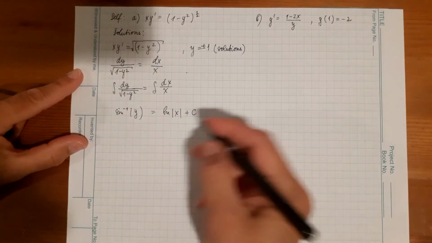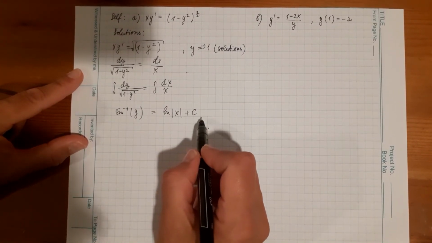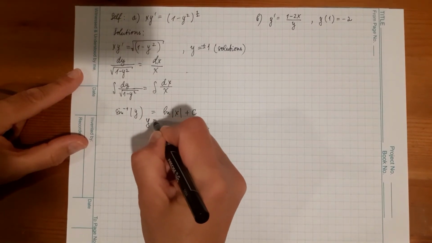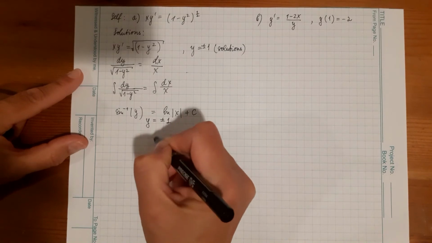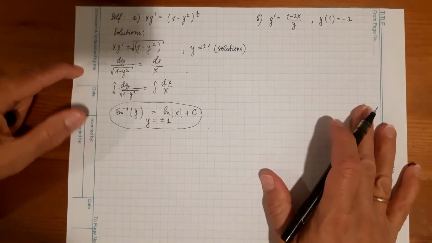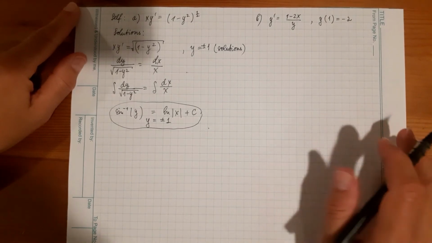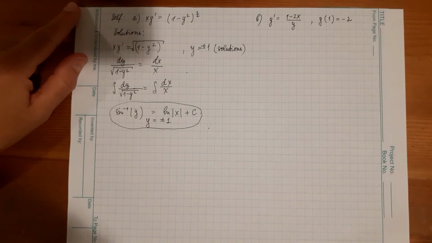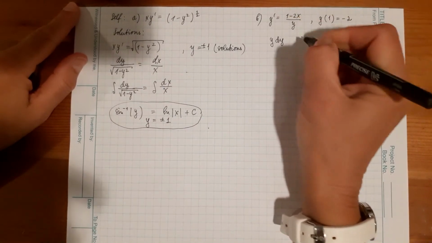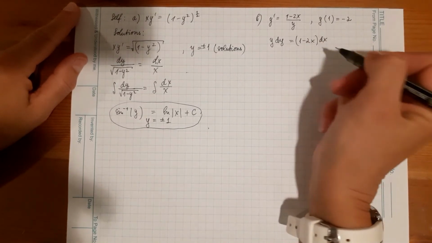What we should do with these solutions is add them somewhere here, because this expression most likely is not going to include them. So write down that y also equals plus or minus 1. That's a solution. Second problem, problem B. Again, we are going to do separation of variables. I'm going to write it down like y dy, y moves over here, and here, 1 minus 2x dx, right?